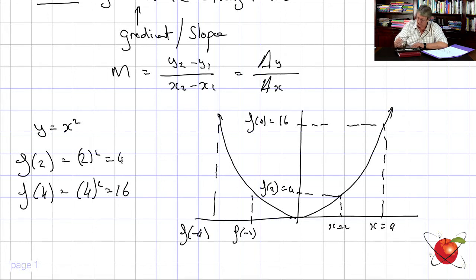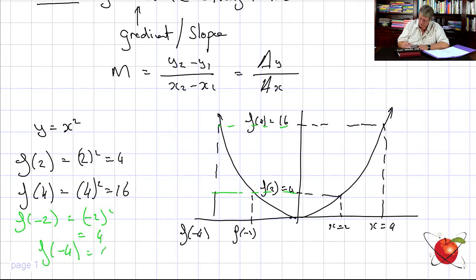And they come, I'll change color, they come to be exactly the same number because essentially we're squaring it. Just to prove that, put in f of minus 2 is minus 2 squared, which is equal to 4. F of minus 4 is minus 4 squared, which is equal to 16. So there's our numbers, 4 and 16. We've got them.